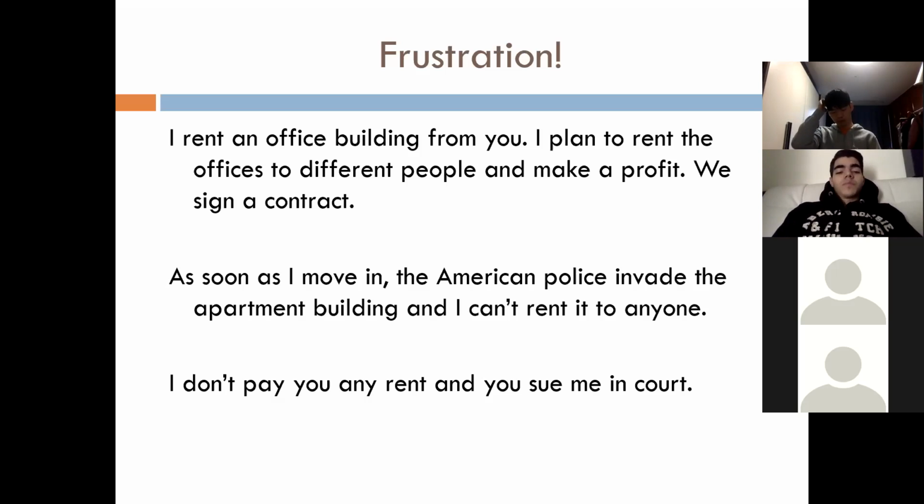I have a question. What do you mean when you say American police invade? So they occupy. That's what you mean, right? They occupy the building. They live in this building, right? So they pay the rent, right? No, they're the police. They're not paying anything.